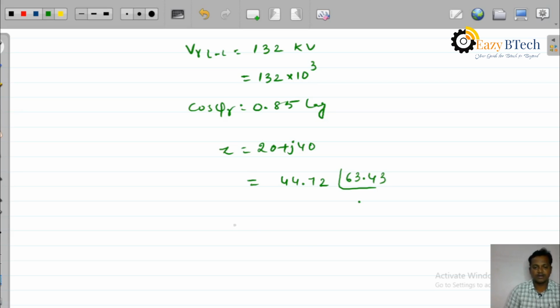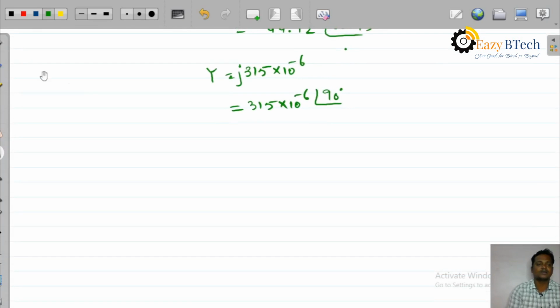Now admittance, they given admittance equals to 315 into 10 power minus 6. Actually this is j. I am writing in polar form. It is 315 into 10 power minus 6 at an angle 90. Okay. Solve problems in polar form. It is very easy compared to rectangular. All the values they automatically give as magnitude and angle. Okay, it is very simple to calculate the problems in performance of transmission lines. That's it, they given. And first case I will use the nominal pi method.